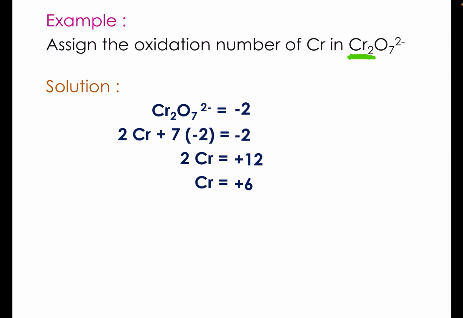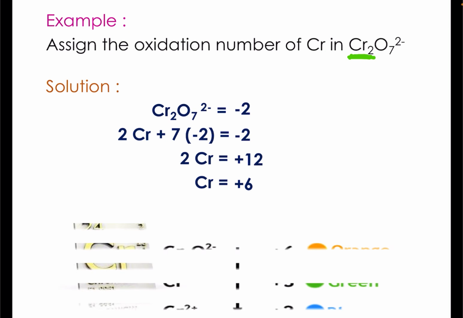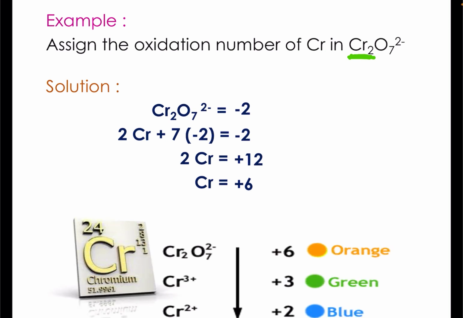And for your extra info, chromium adalah transition metal. Di mana transition metal ni dia ada warna yang sangat cantik dan sangat berpelbagai lah. Betul ke BM saya tu? Dia ada warna yang sangat banyak. So that's why different oxidation state akan menunjukkan different color. So as you can see here, positive 6 color dia adalah orange. And positive 3 warnanya hijau. Dan positive 2 adalah warnanya biru. So that's all for oxidation number.